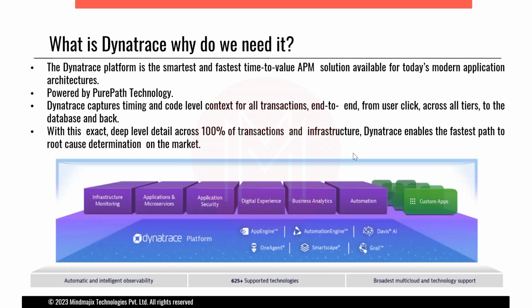With Dynatrace, we can quickly identify which part of the application is causing performance problems, whether it's a slow database query, a misconfigured server, a problematic code snippet, or anything else. This means we can minimize downtime, reduce mean time to resolution, and ultimately provide a better user experience for customers. In short, Dynatrace is the smartest and the fastest time to value application performance management solution available for modern applications.